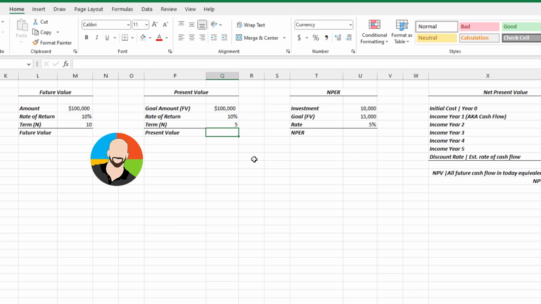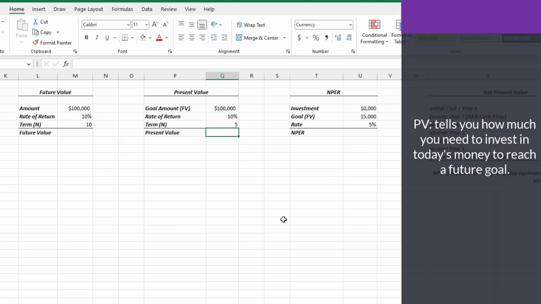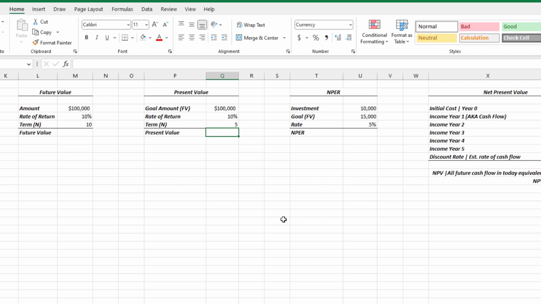Moving on, let's talk about present value. With present value, it tells you how much money you have to invest in today's dollars if you want to reach a particular financial goal in the future. By way of example, let's say we want to make $100,000. We can get 10% on our money, and the time frame we have to work with is 5 years. The question is, how much money do we have to put down today to reach that goal in the future? The present value function will show us that amount.